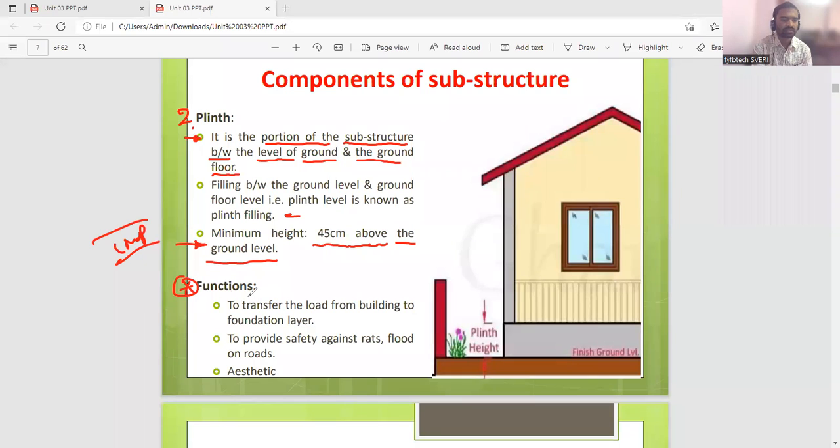Then functions. To transfer the load from the building to the foundation layer. To transfer the load from this entire building to the foundation layer. Next point, to provide safety against what? Rats, flood on roads.